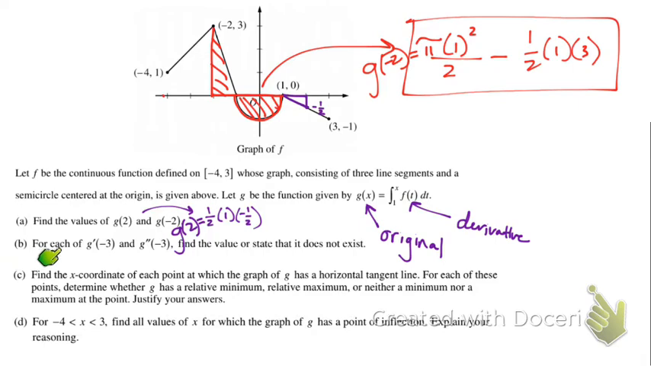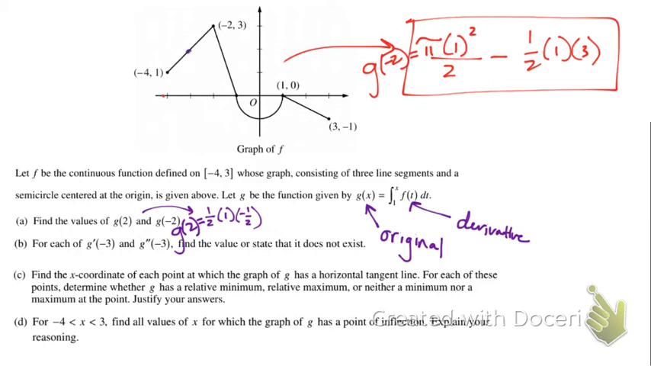For B, it says, for each of g prime of negative 3 and g double prime of negative 3, find the value or state that it does not exist. So, for g prime of negative 3, remember the derivative of g would be equal to the function. So this graph is g prime. So they want to know g prime of negative 3. Okay, great. Here's negative 1, negative 2, negative 3. They want to know what value this is right here.